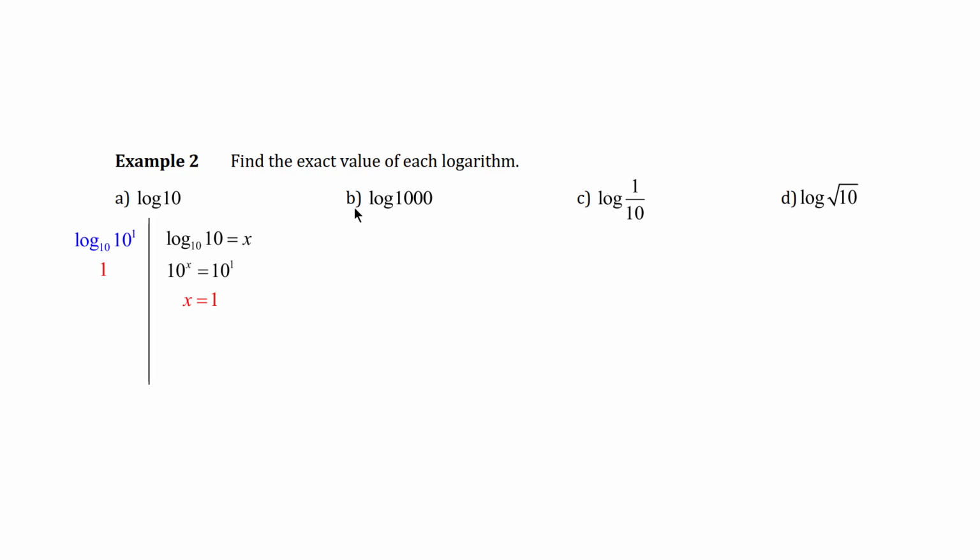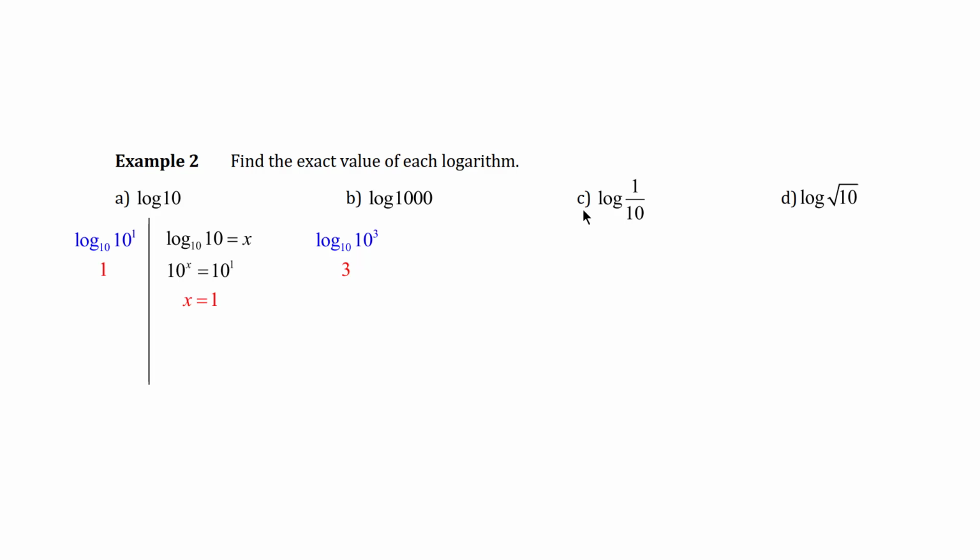Moving on to part B, we have log of 1000. Again, this is common log, so we're going to have a base of 10, and we can also rewrite 1000 as 10 cubed. So we get log base 10 of 10 cubed. From here, we could simplify this using property number 2, and we just get the value of 3.